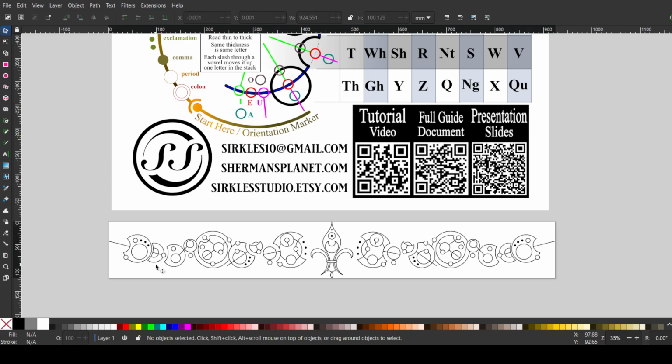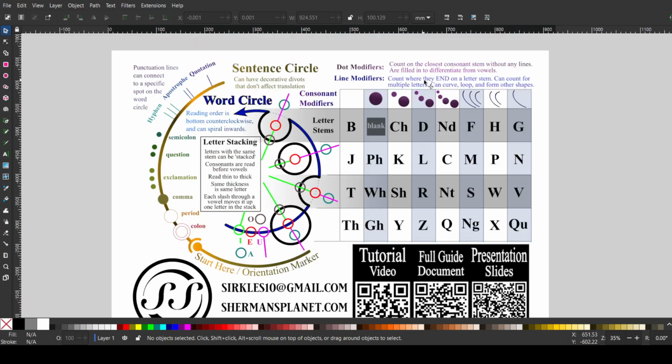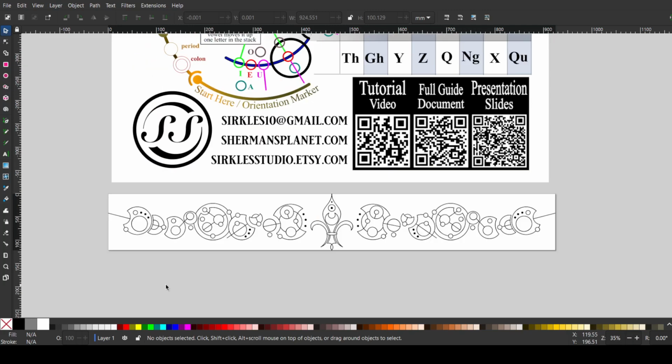And then we have our next word, bottoms. Here, the first letter we hit going counterclockwise is this little guy, and it has a line going inwards. So that makes it an I. And then we have this shallow divot, like a bite taken out of a cookie. And we have the one line from the I, as well as this arc here. And because that arc ends there and there, it counts twice. Because line modifiers count where they end on a letter stem, and they can count for multiple letters, and curve, and loop, and all sorts of stuff like that. But anyway, so the total of 3 lines puts us in the 3-line column, making it an S.